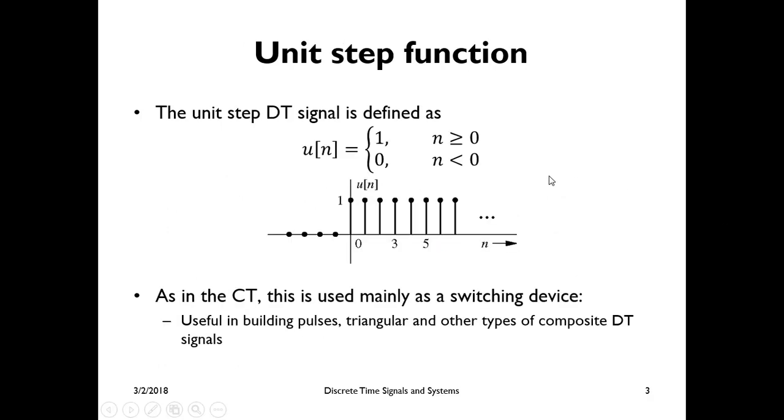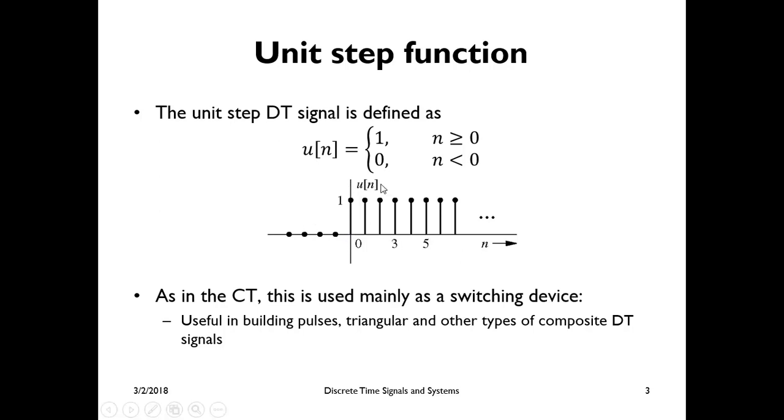The next signal that we'll consider is the unit step function, denoted u of n, which is defined to be equal to 1 for n positive, otherwise it's defined to be equal to 0. And this is a graphical illustration of the unit step function. It's very similar to the continuous time case, and it's mainly used as a switching device. In particular, it's used to build up more complex types of signals, or effectively used to denote when a particular signal is going to start in time.